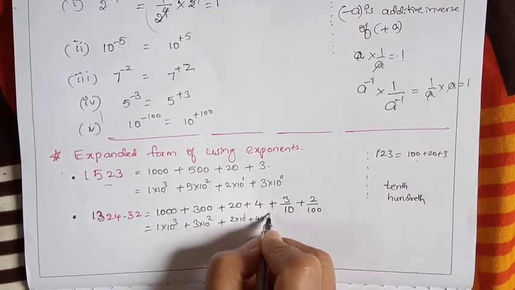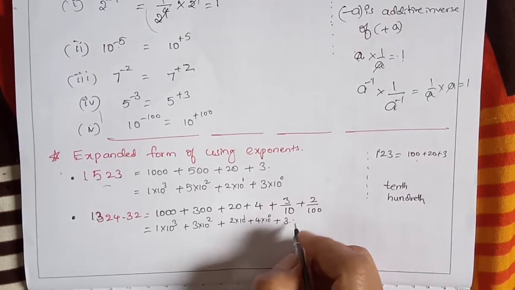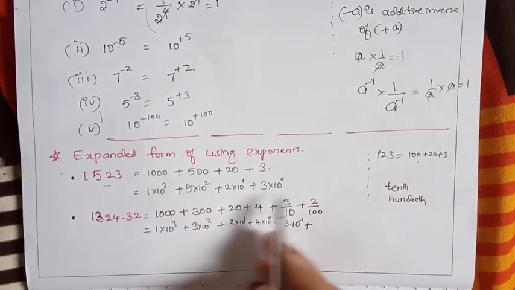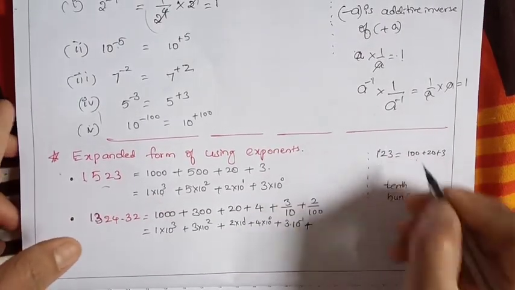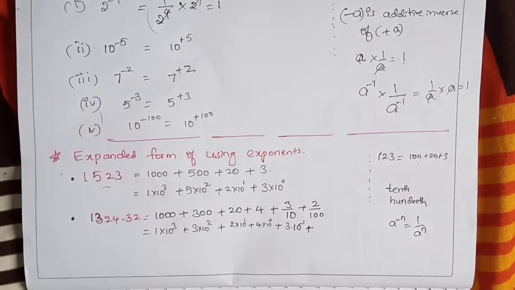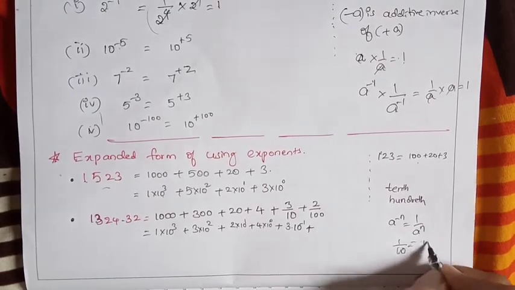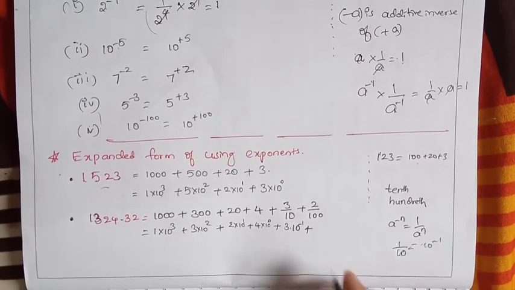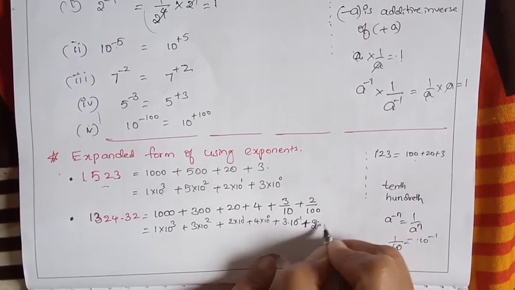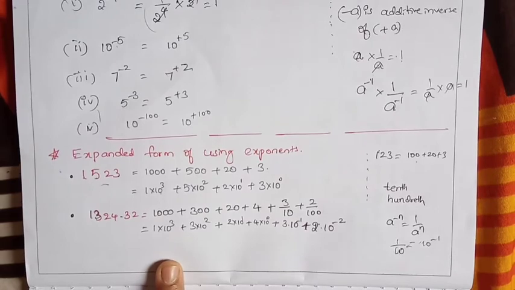into 10 to the power 0, here 3 into 10 to the power of minus 1. Okay, negative I explained in the formula. What negative formula? a to the power minus n is what? 1 by a to the power n. Correct? If it is 1 by 10, then by the formula, what is the exponent? 10 to the power minus 1 only. Same here. 10 to the power minus 1, plus 2 into 10 to the power of minus 2. This is called exponential form. Okay.